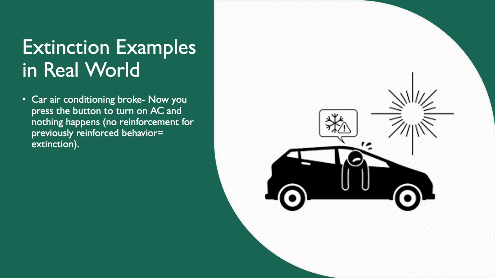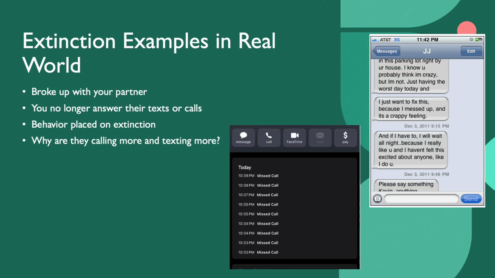But in this case, I did not contact reinforcement. And so, we stayed without the AC working. And my behavior of pressing the button was placed on extinction or was extinguished. And so I stopped pressing the button. So that's a real world example of extinction. Okay, so here's another real world example of extinction.